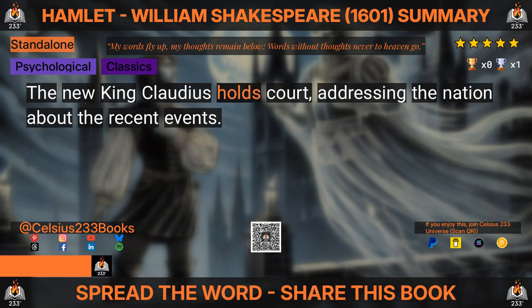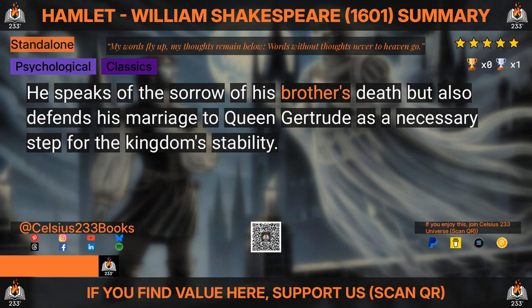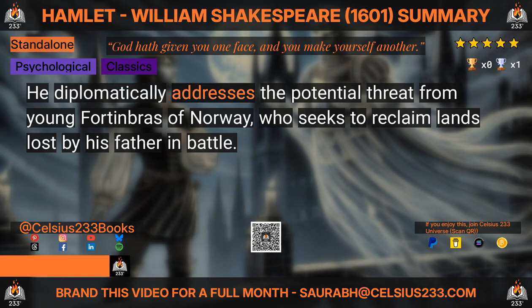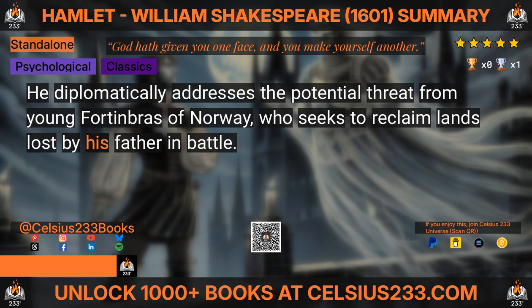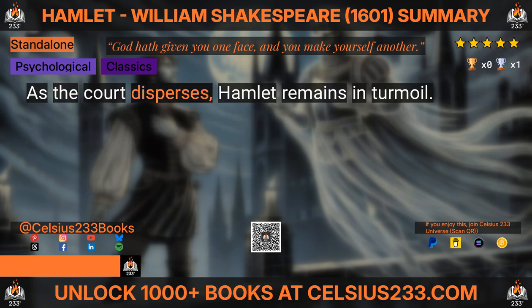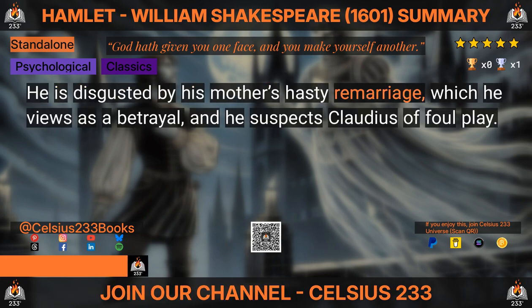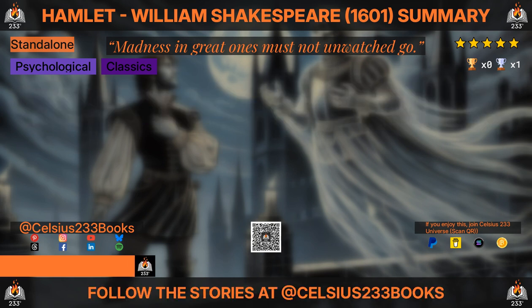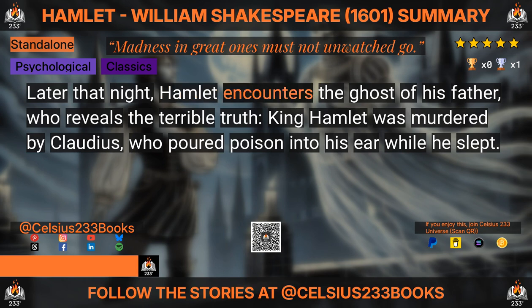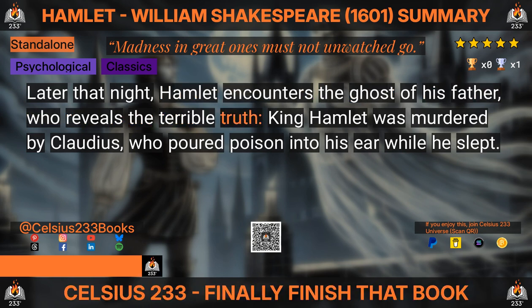The new King Claudius holds court, addressing the nation about the recent events. He speaks of the sorrow of his brother's death, but also defends his marriage to Queen Gertrude as a necessary step for the kingdom's stability. He diplomatically addresses the potential threat from young Fortinbras of Norway, who seeks to reclaim lands lost by his father in battle. As the court disperses, Hamlet remains in turmoil. He is disgusted by his mother's hasty remarriage, which he views as a betrayal, and he suspects Claudius of foul play.